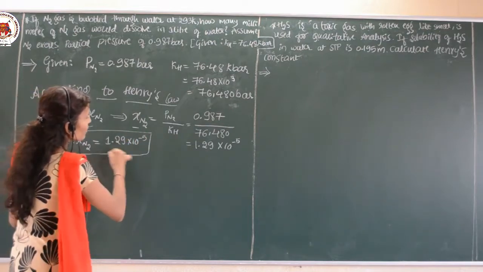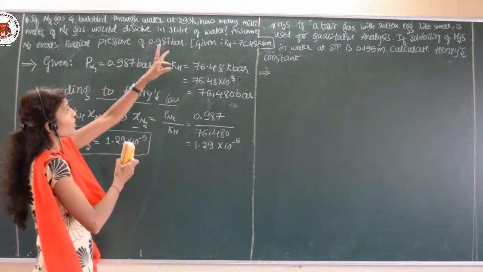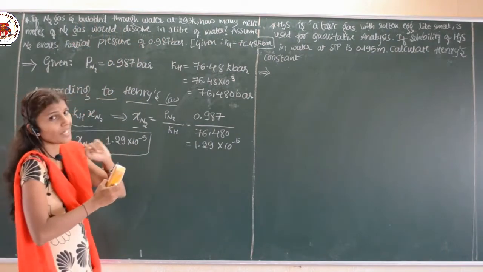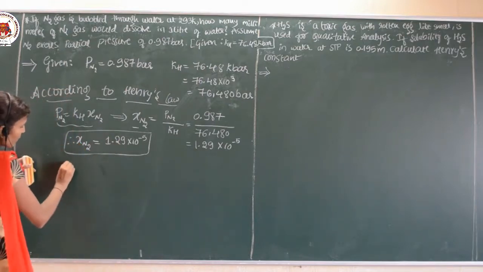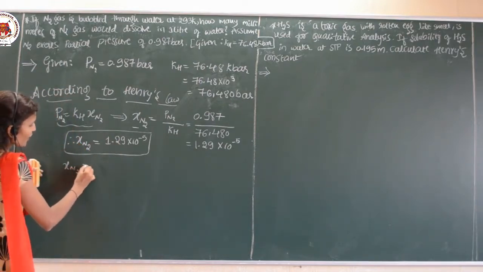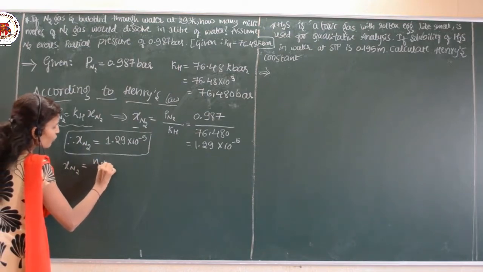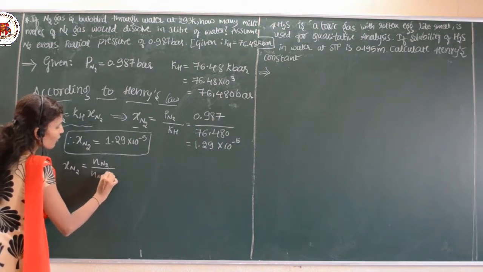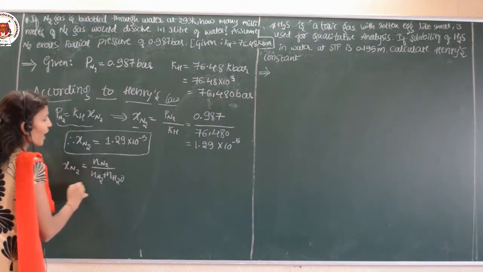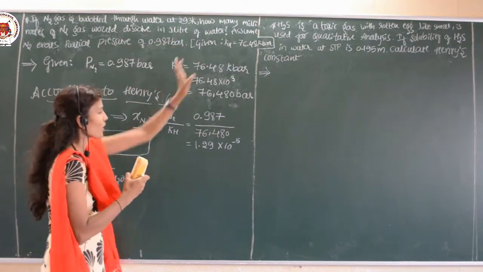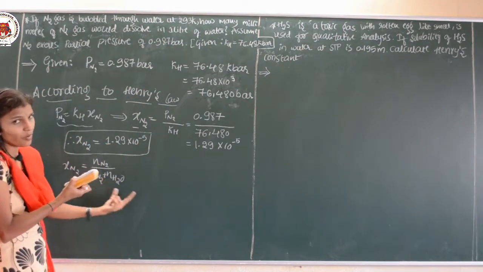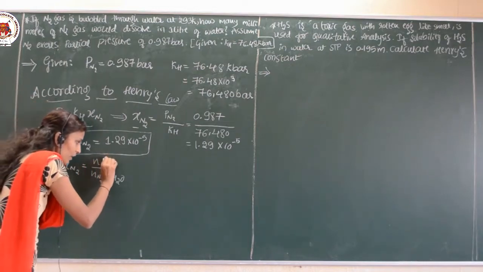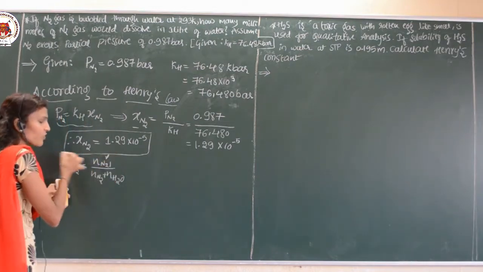But actually we do not want the mole fraction. What we want is the number of moles of nitrogen dissolved in 1 liter. So, what is XN2 equal to? Mole fraction is equal to the number of moles of that component divided by the total number of moles of all the components. As N2 is dissolving in water, there are only two compounds, one is N2, the other is H2O. So what we need to calculate? We need to calculate the number of moles of N2, this term.